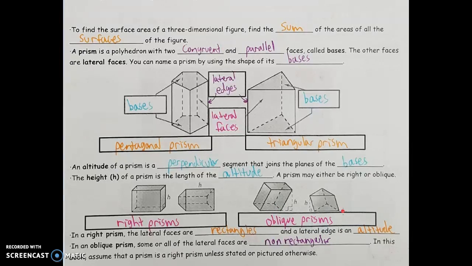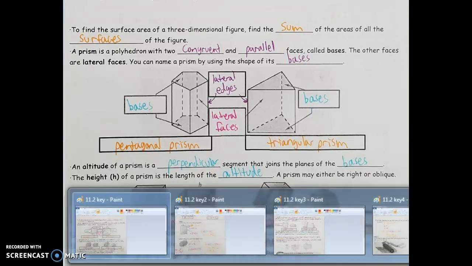In an oblique prism, on the right-hand side, some or all of the lateral faces can be non-rectangular. If I'm going up the side of that figure, the height is still perpendicular from one base to another. But if my sides are not going up at that same right angle, that would be an oblique prism instead of a right prism. For our problems, we're usually going to assume that all of our prisms are right prisms unless we have specific examples otherwise. So usually you're going to assume the case on the left.